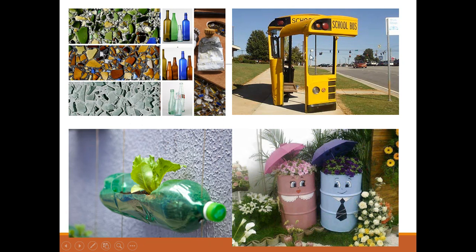Across on this side we see an old bus that was actually used to make a bus stop. This was very creative. Here we have a plastic bottle that's used as a pot for a plant. And over here we have some old drums that were painted very nicely and made use of in our garden. It looks very nice.